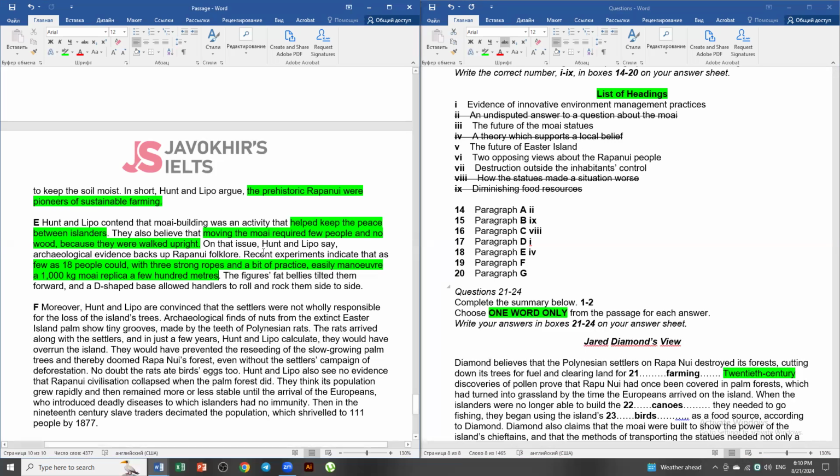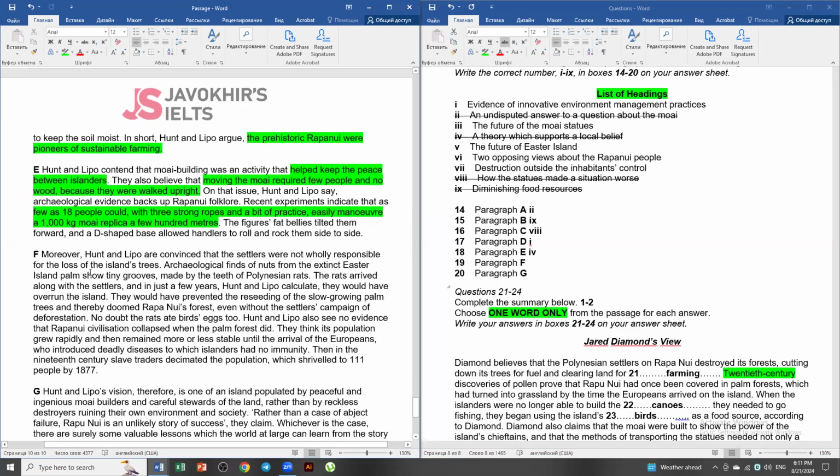So local belief is a folklore, and the supports is a backup. So that's how I'm navigating through. However, paragraph E is some sort of Hunt and Lippo. They're contending that the society of Moai Islanders were helping to keep the peace, and they were also opposing, saying that it was easier for them to transport the Moai statues and so on and so forth.